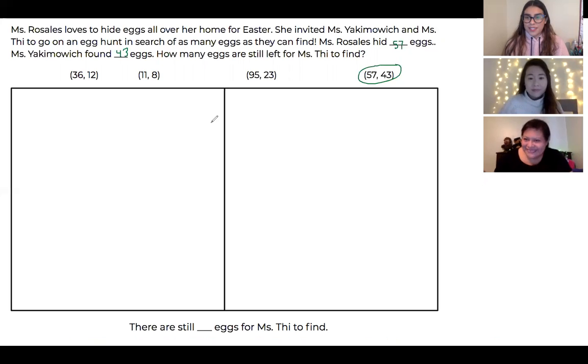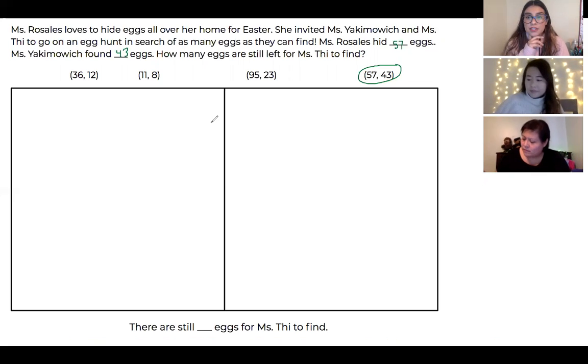So now I want us to think about what these numbers represent. So we have 57 and 43. And remember, these numbers mean something in our story. It's very important to understand what the numbers are referring to so that we understand more about the story problem and we know how to solve it. So let's think for a second.